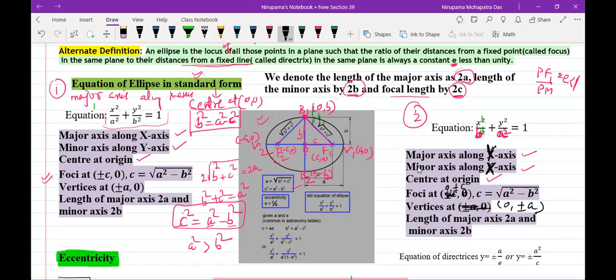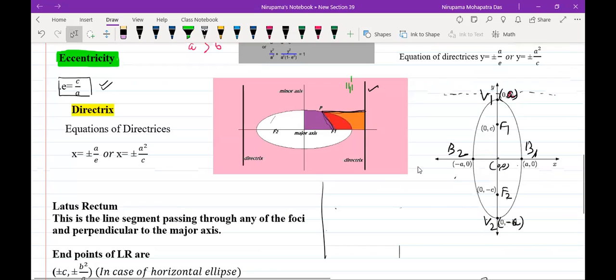So here you see the figure will look like this. You have the major axis like this. So here you see V1, V2.